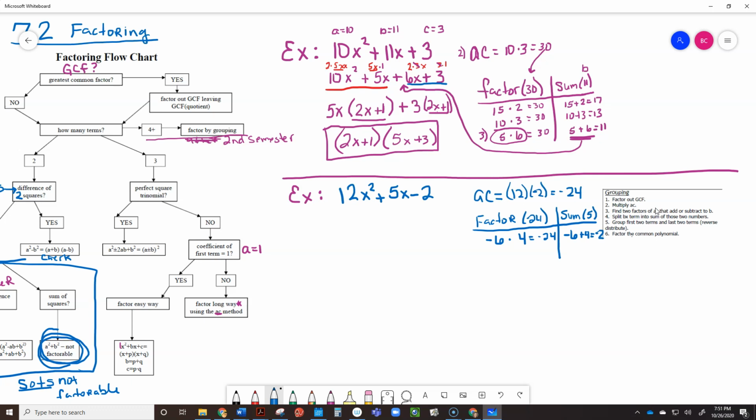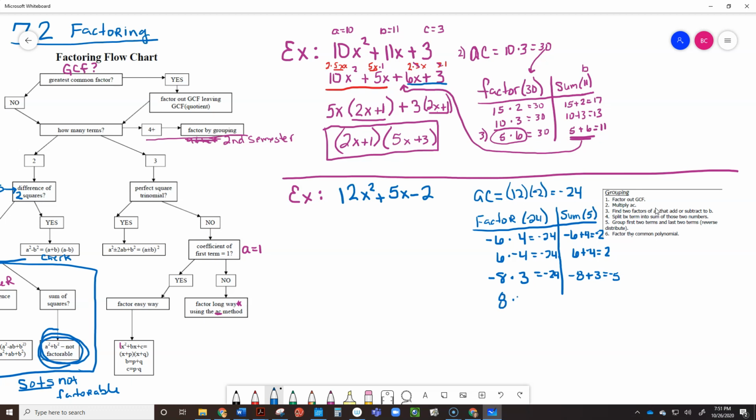So that doesn't work. And if I make it the other way, 6 times negative 4, I still get negative 24, but positive 6 plus a negative 4 gives me a positive 2. So that didn't work. What about 8 times 3? One of them needs to be negative. 8 times 3 gives me negative 24, and a negative 8 and a positive 3 would give me a negative 5. Oh, I'm close. I need a positive 5.